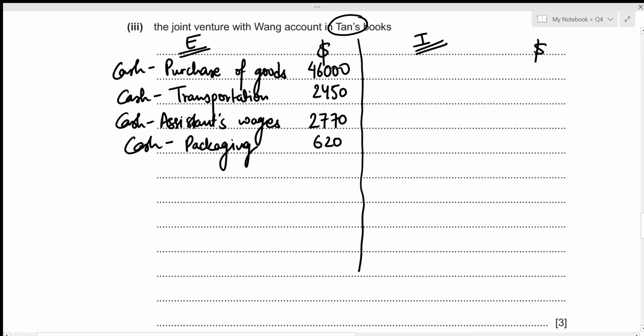Alright, so like we did before, now we have to record the share of profit for Tan. And as I said before, the share of profit according to our format is always recorded on the debit side. So let's write it down.